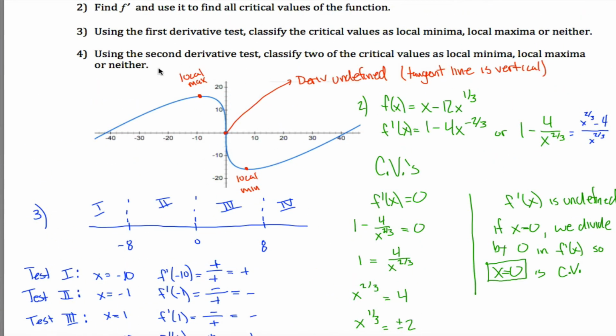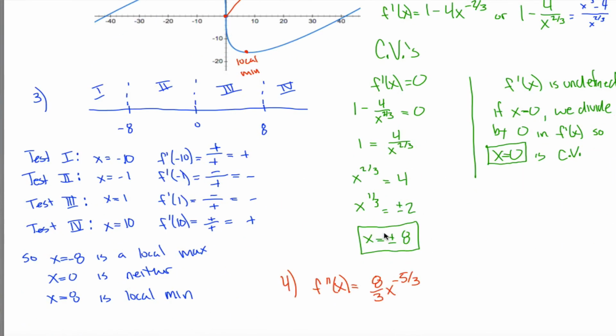And what I'm asked to do is use the second derivative to classify 2 of the critical values. Why only 2 here? You're just being nice? No, I'm not. It's because you cannot classify critical values of this type using the second derivative test. Because the first derivative is undefined, the second derivative is undefined, so I can't get any information. So really, I'm just going to check these 2 right here.